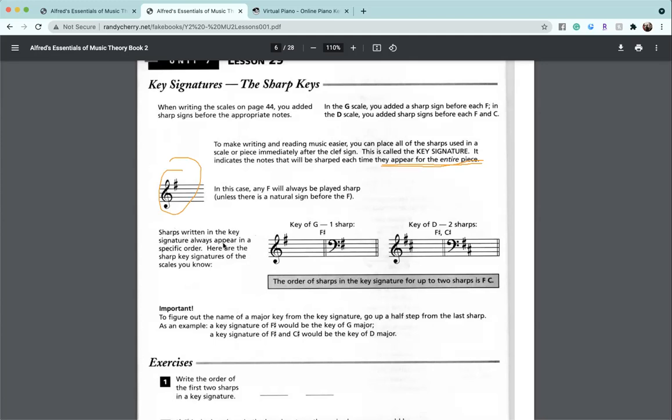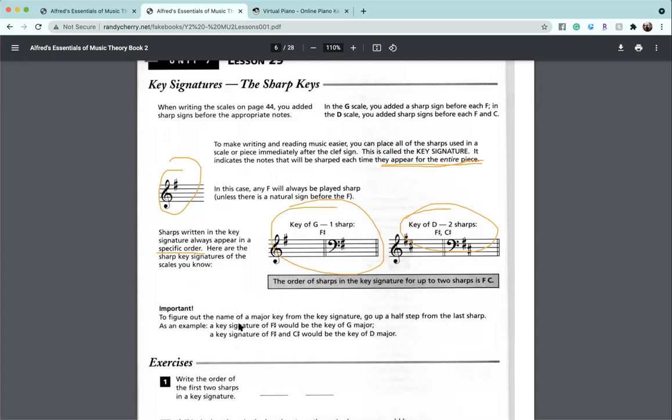Sharps written in the key signature always appear in a specific order. Here are the sharp key signatures of the scales you probably already know. This is how it looks for the key of G major, 1 sharp. This is how it looks for the key of D major, 2 sharps. The order of the sharps in the key signature up to two sharps is F and C.